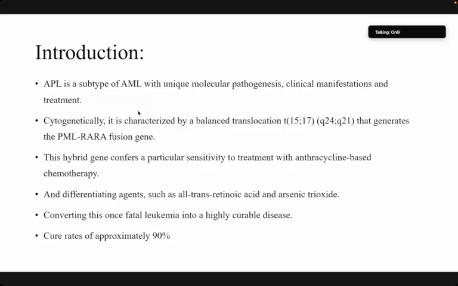So APL is a subtype of AML with unique molecular pathogenesis, clinical manifestations, and treatment. Cytogenetically, it is characterized by a balanced translocation, t(15;17)(q24;q21), that generates the PML-RARA fusion gene. This hybrid gene confers a particular sensitivity to treatment with anthracycline-based chemotherapy and differentiating agents such as all-trans-retinoic acid and arsenic trioxide, converting this fatal leukemia into a highly curable disease. Cure rates are approximately 90%.